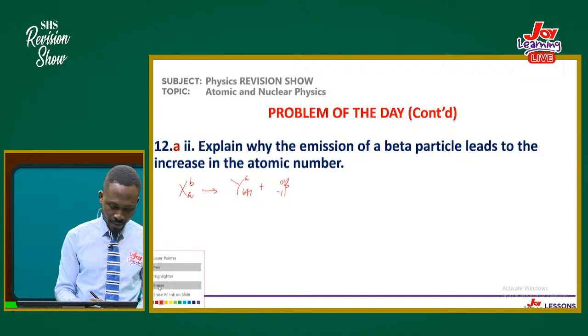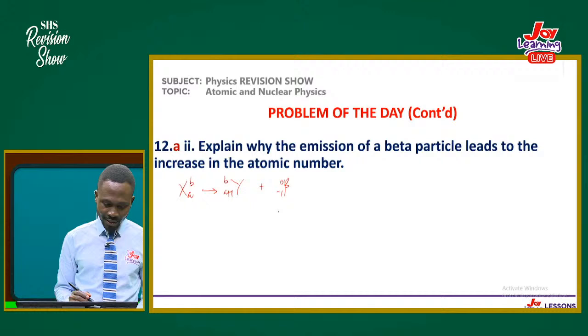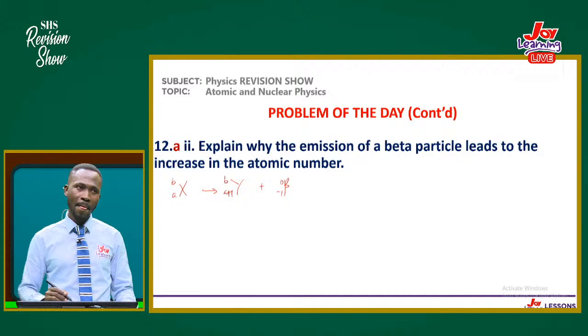Beta particle is produced as a result of changing excess neutrons into protons. And the total number of nucleons in both the parent and daughter are the same, as you can see from the diagram. The reaction shows that the parent nucleus has its mass number, A, unchanged, but the atomic number Z increased by one. So when a beta particle is produced, it leads to an increase in atomic number, from the diagram.